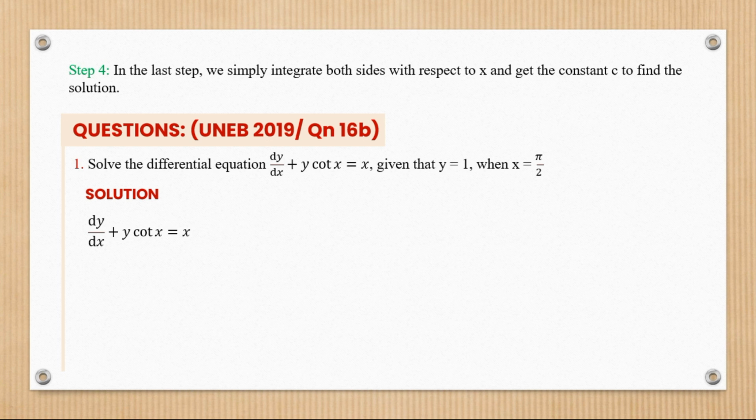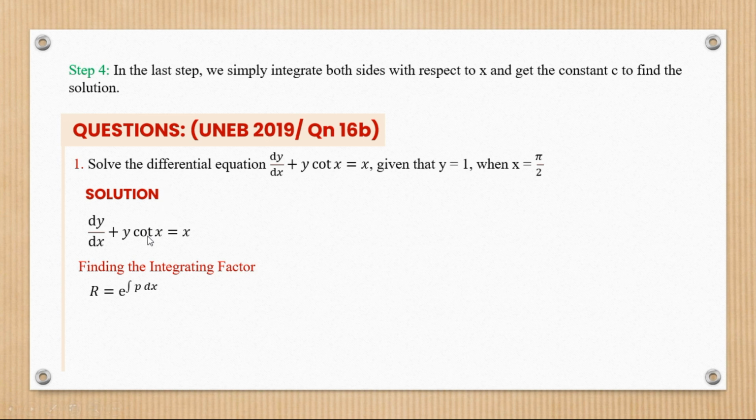So it's actually in the form dy/dx + py = q, where this is y, and cot x represents p, and x represents q, as I can already see. Now we're going to first find the integrating factor. Remember, the integrating factor r is equal to e to the power integral of p dx.